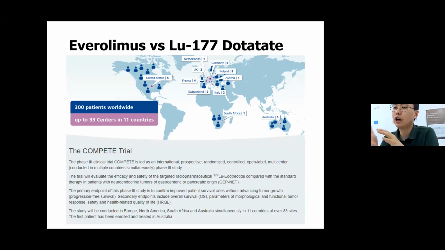Next, there is a comparison to the targeted therapy everolimus, named the COMPETE trial. It enrolls 300 patients worldwide. The result of this trial will show what may be the more effective clinical option for second-line therapy in neuroendocrine tumor patients.